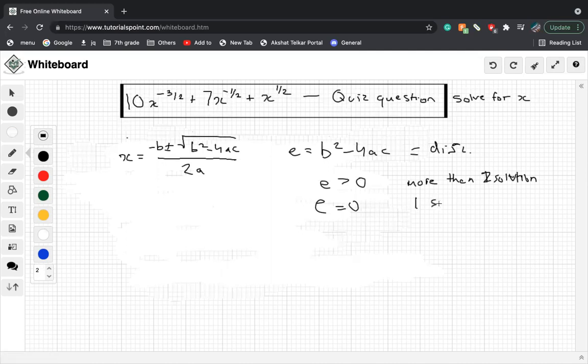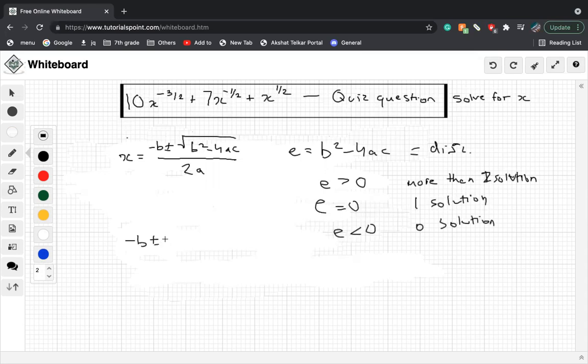One solution. And now if the discriminant is less than 0, well, that's 0 solutions, right? There's 0 real solutions. And why is that? So let's get the top here.